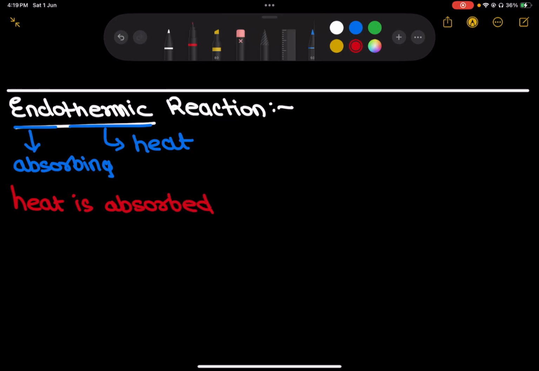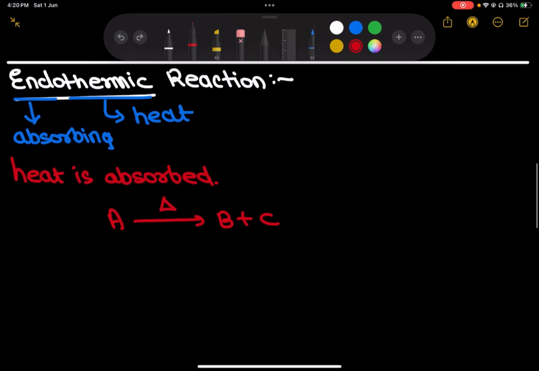Okay, so a basic simple form of this reaction can be A is heated to give B plus C. Whenever the delta sign is on the arrow, it is an endothermic reaction. Simple. Whenever the delta sign is on the arrow, it means that heat is acting on the reactants, so it is acting on A to give B and C. So this is an endothermic reaction.